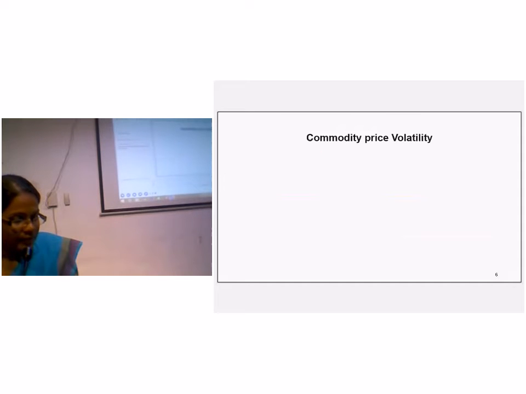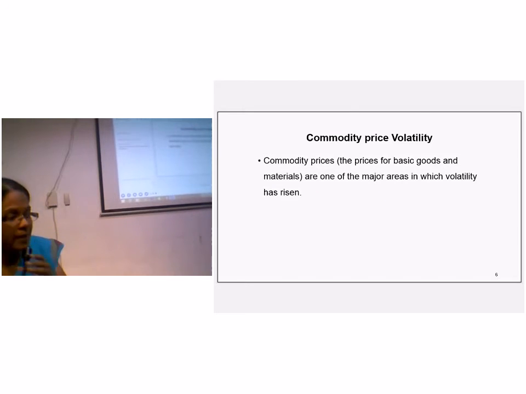Here, we'll talk about the first one, commodity price volatility. Commodity prices means the prices of basic goods and materials. Prices of basic goods and materials are one of the major areas in which volatility has increased. As an example, let's say oil prices. This may be a material, so fluctuations in oil prices, or maybe gold, aluminium, corn, wheat, whatever. If you are doing large-scale production using these commodities, these price fluctuations heavily impact your business.